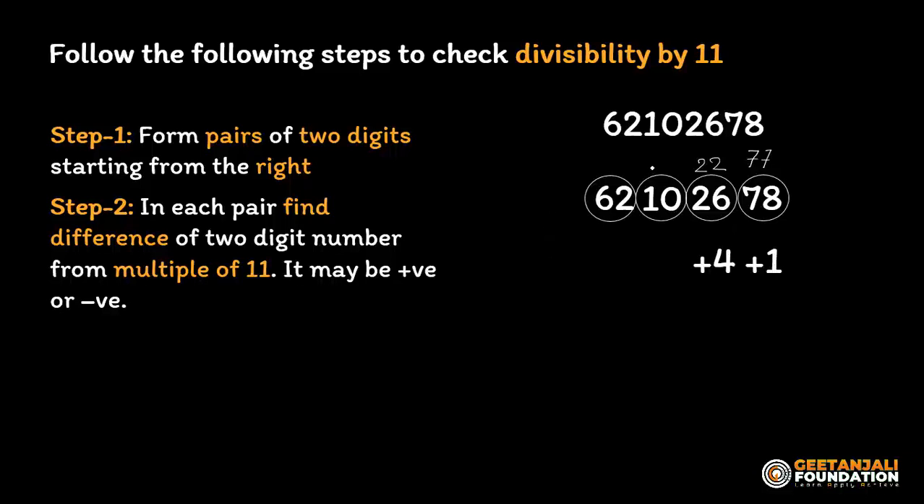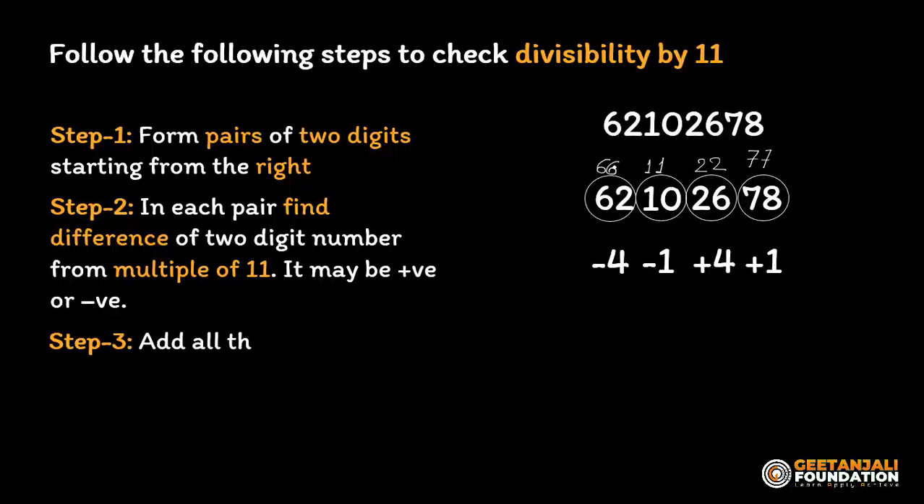And now the closest multiple of 11 for 10 is 11. And 10 is 1 less than 11. So the difference is minus 1. Now the closest multiple of 11 to 62 is 66. And 62 is 4 less than 66. So the difference is negative 4.